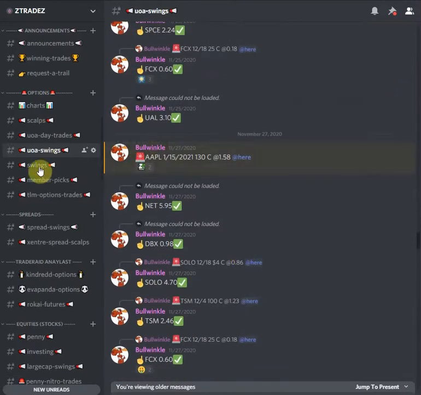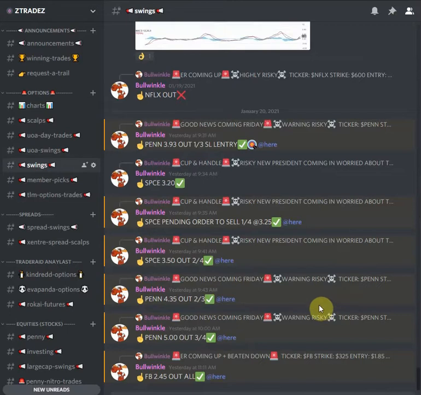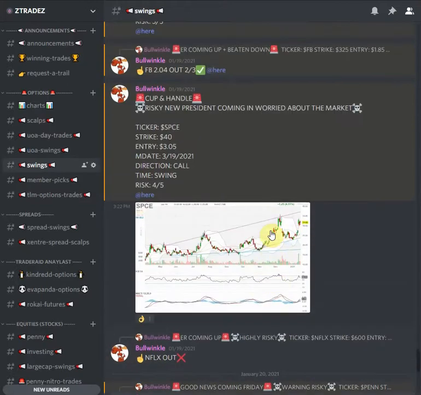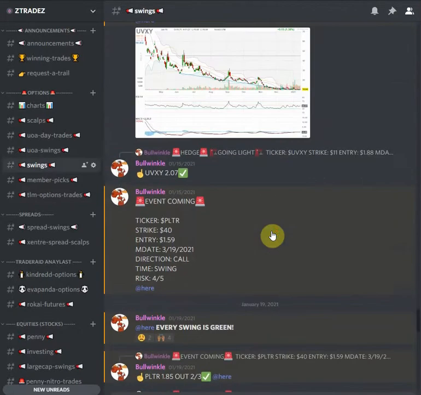Swings, I do get in all of these, and I do post when I'm getting in, when I'm getting out, when I'm trimming them. Yeah, so that's pretty self-explanatory.